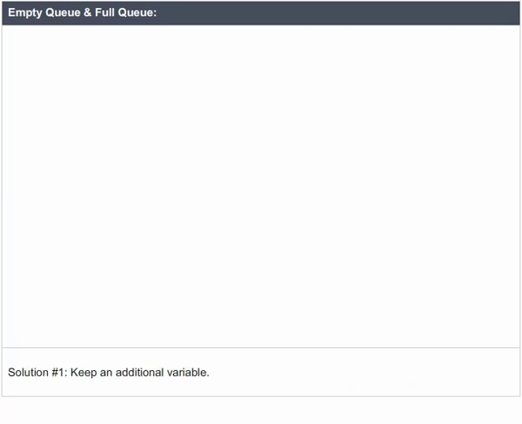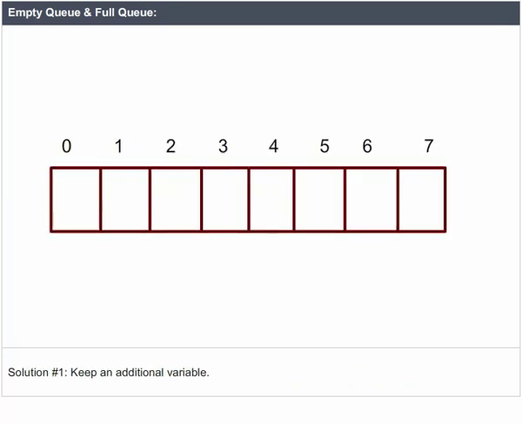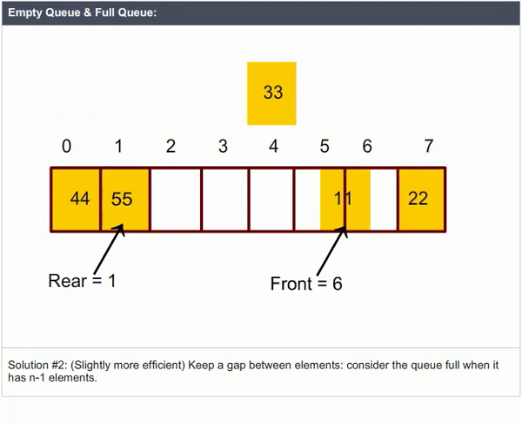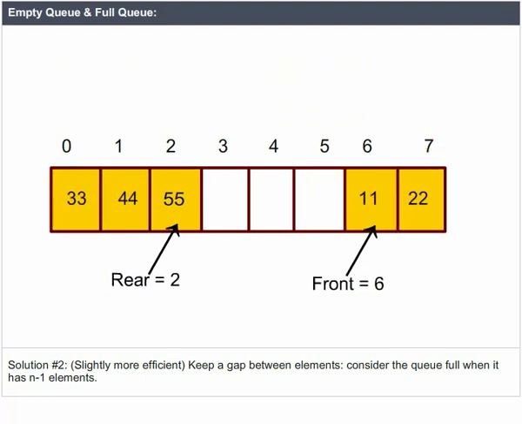Solution 1: keep an additional variable. Solution 2, slightly more efficient: keep a gap between elements. Consider the queue full when it has n-1 elements.